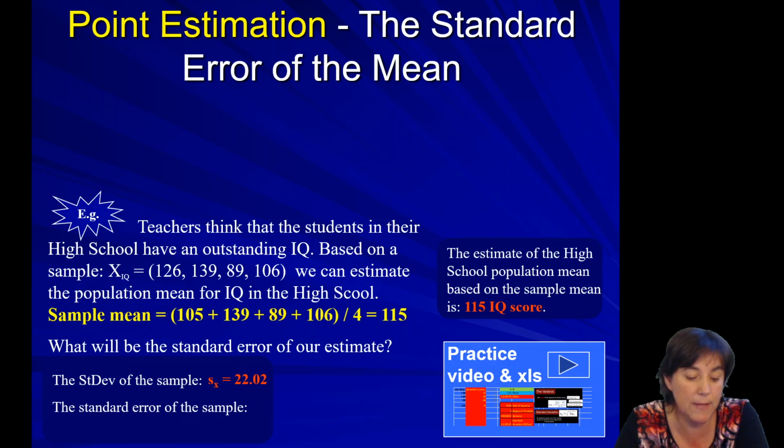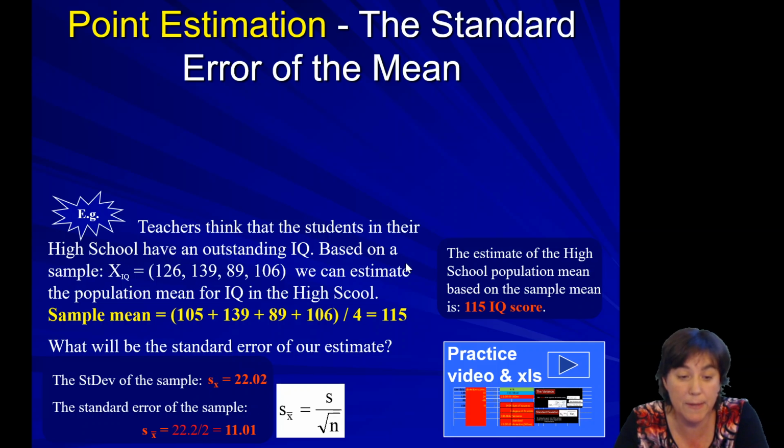Based on the standard deviation, just by using this formula, we can calculate the standard error of the sample, which is important because that will be our flaw, our deviation from the point estimation. So that's a simple calculation. It's around 11 points. So 115 is the estimated mean, and we have this standard error of around 11.